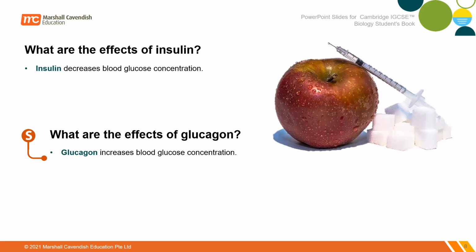So the hormone regulates the blood glucose level. There is another hormone working oppositely to insulin called glucagon. Glucagon increases blood glucose level. During Ramadan, happy Ramadan kids, we need to maintain the glucose level. So if you have an insufficient amount of glucose in your body, glucagon increases blood glucose concentration.